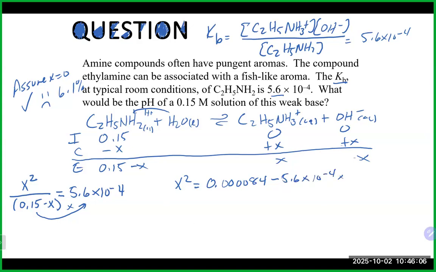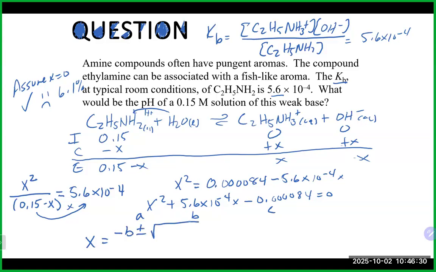Bringing everybody back to the same side, going to get us x squared plus 5.6 times 10 to the minus 4x minus 0.000084 equals 0. That again is our A, B, and C. That's going to go into our quadratic. Good practice, maybe. We'll see. X is equal to minus b plus or minus the square root of b squared minus 4ac divided by 2a.